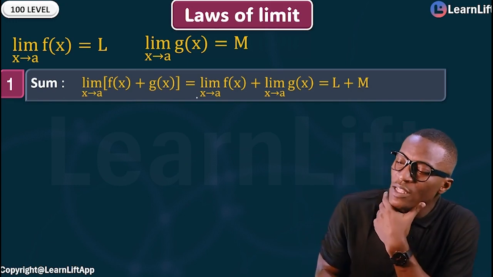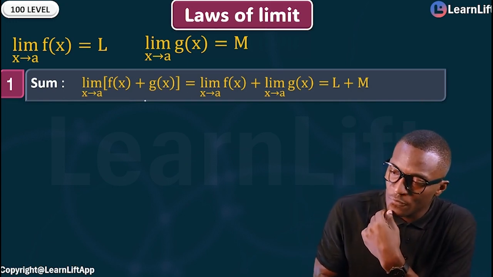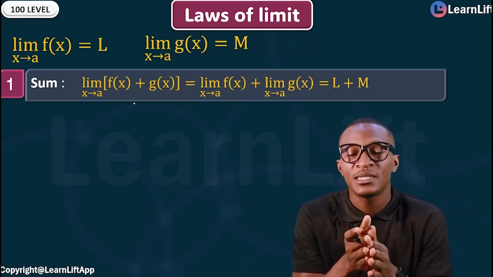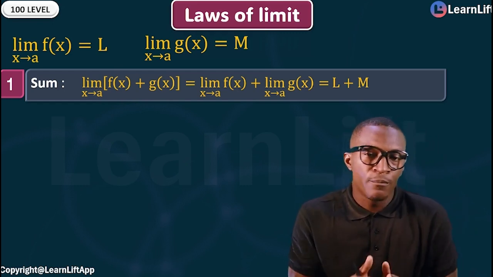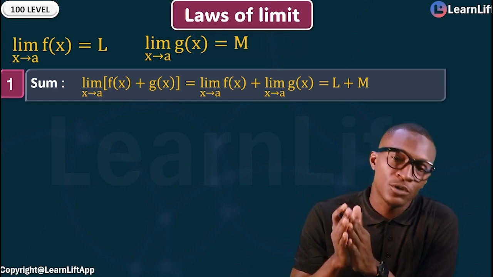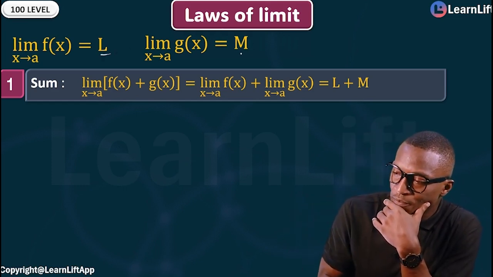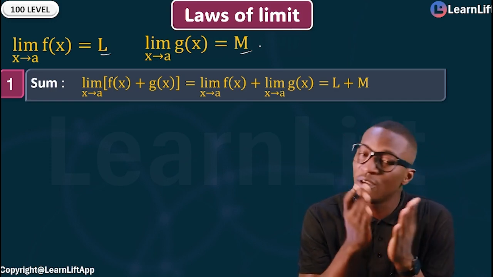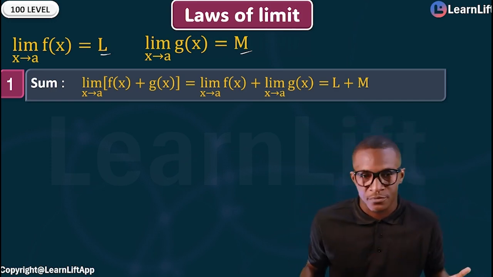That means if we have the limit of f of x plus g of x as x approaches a, it's the same thing as focusing on them individually: the limit of f of x plus the limit of g of x as x approaches a is equal to L plus m, where L and m are their numbers. Very simple. The law says that the sum of the limits is the limit of the sum.